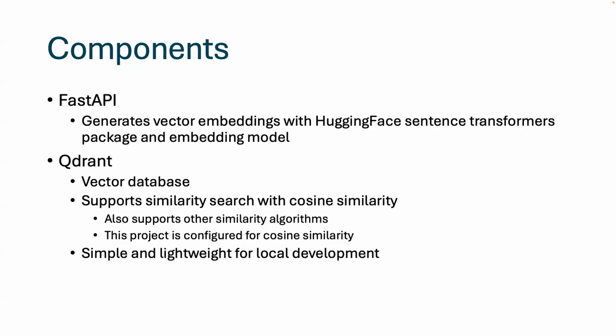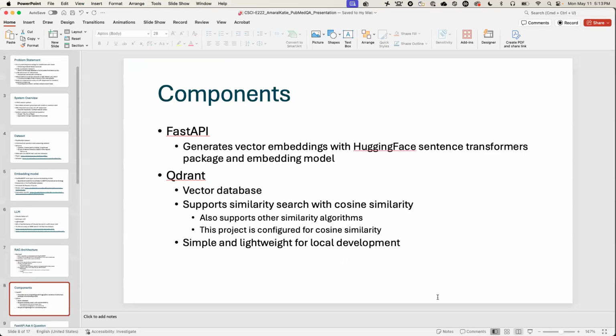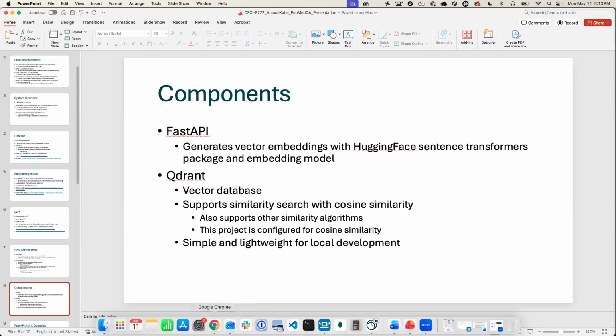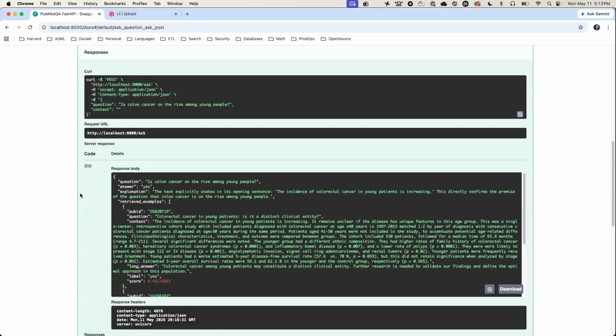Qdrant is an open source vector database that supports similarity search. This database option was chosen for this project for its simplicity. The database is configured for cosine similarity search. And really quick, I'm going to switch over to the app to quickly show a demo.